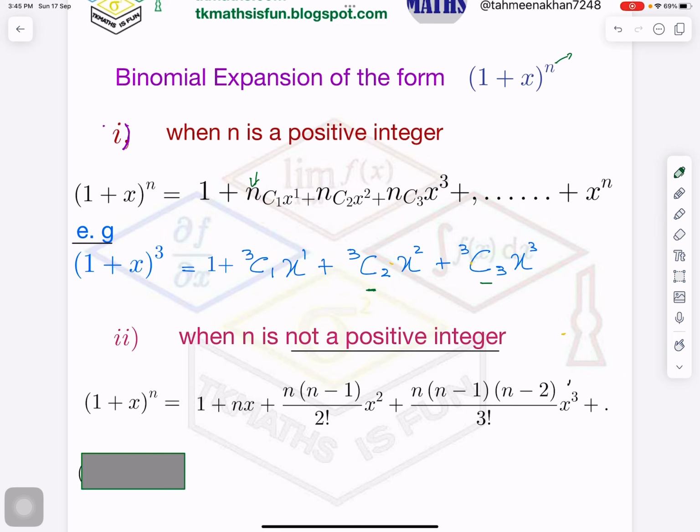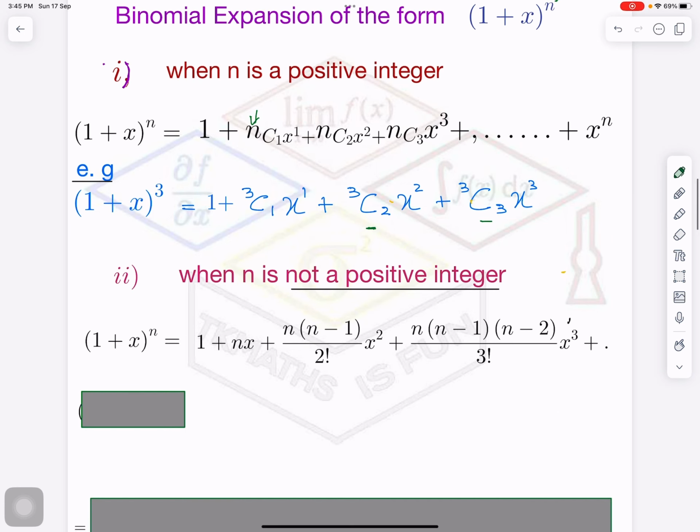It's fine, but then why is the formula different? How did one get this formula? Did you think about this? This one reason is fine, but how did one get this formula? Can you make a connection between this one and this one, the two formulae for positive integer and for not positive integer?